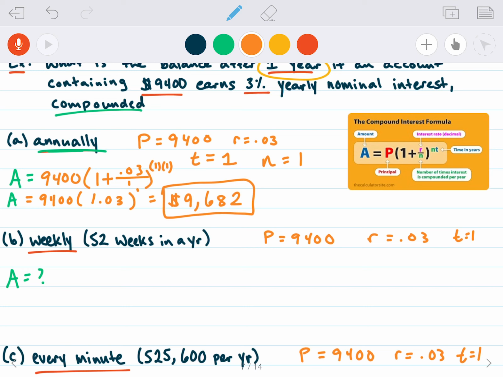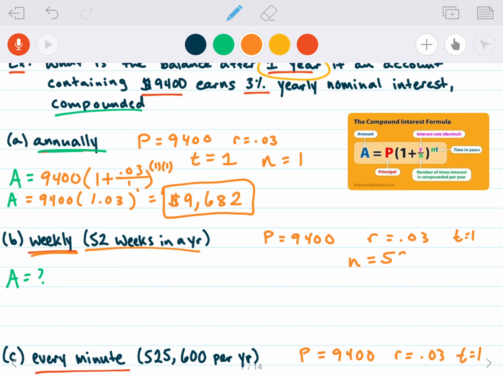So what about the second example? Now we need to figure out what N is in this case. Well, this time it says we're compounding weekly, and we're given a little hint that there are 52 weeks in a year. So every single week we compound, and I have to do that 52 times, right? Because N is the number of times I compound in a single year. So in this case, N is 52. Pretty simple, right?